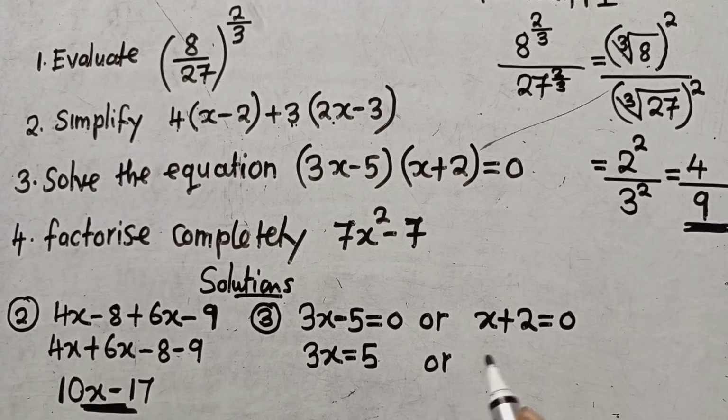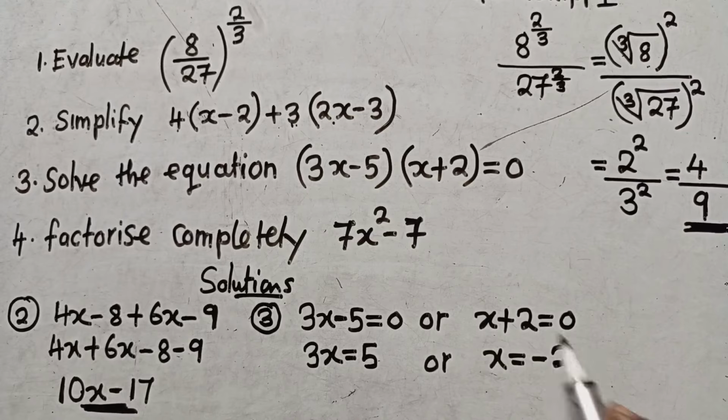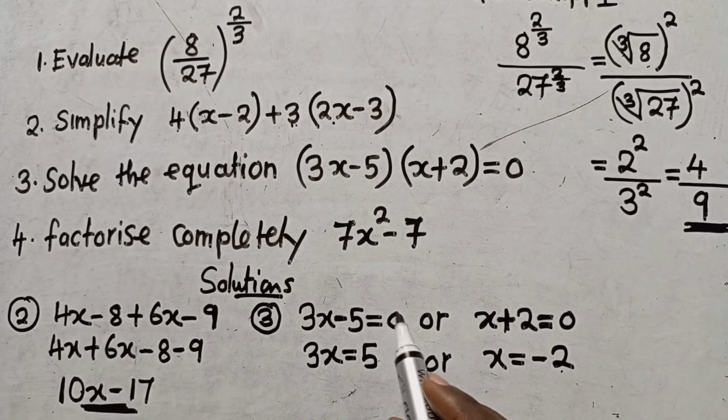Or this is x is equal to negative 2. It is negative, it is positive. When it crosses the equal to sign, it changes to negative. 0 minus 2, that is negative 2. Same here, 0 plus 5, it is 5 here.